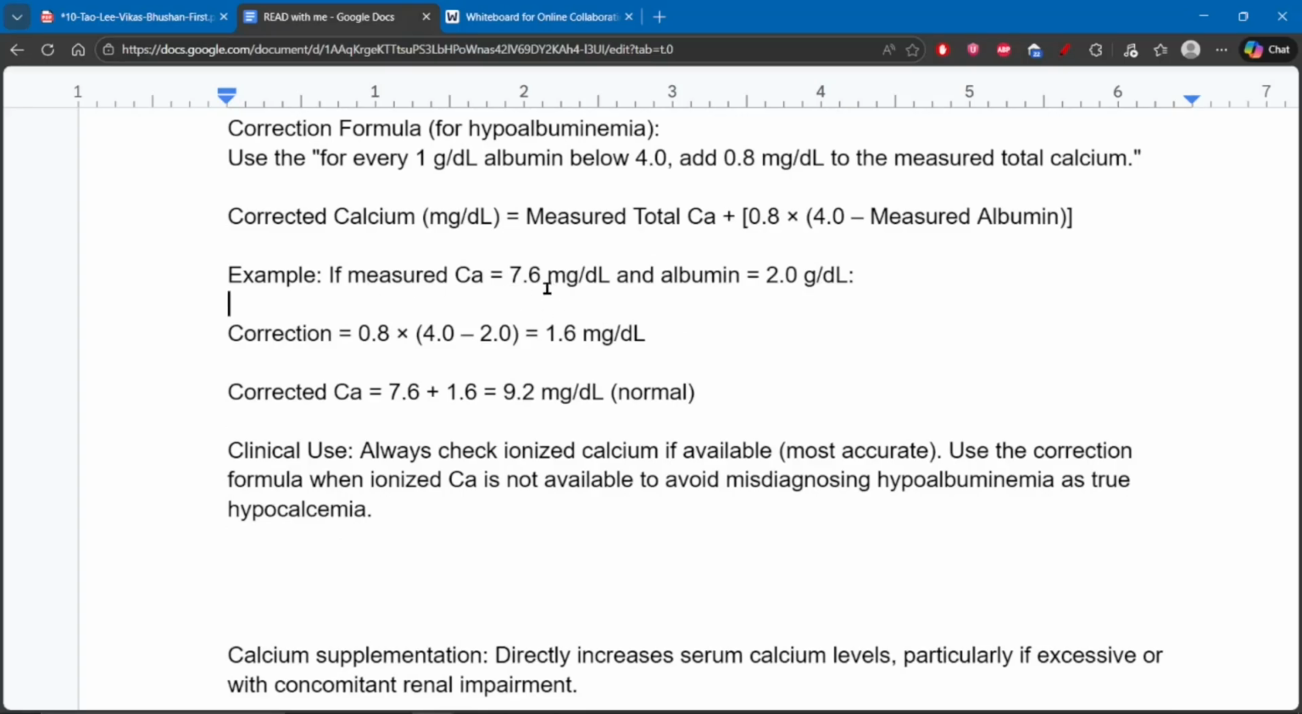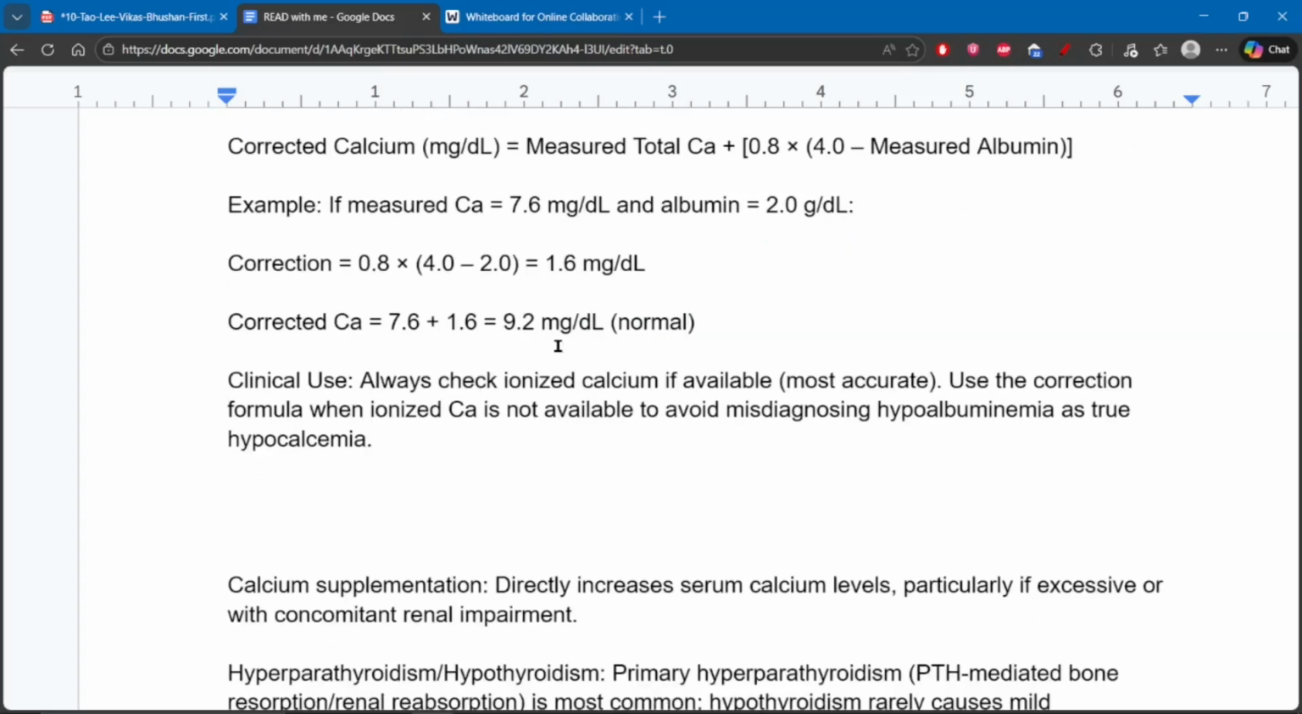I've given an example as well. If measured calcium is 7.6 in the question and the albumin is 2, the formula basically is 4 minus 2 times 0.8, which is 1.6, and then you add 1.6 to 7.6, right? And you get this. So in the question, they gave us a calcium level of 7.6, which is obviously low. But when we used the formula and we corrected it, then we got 9.2, which is normal. So that's why this is important.